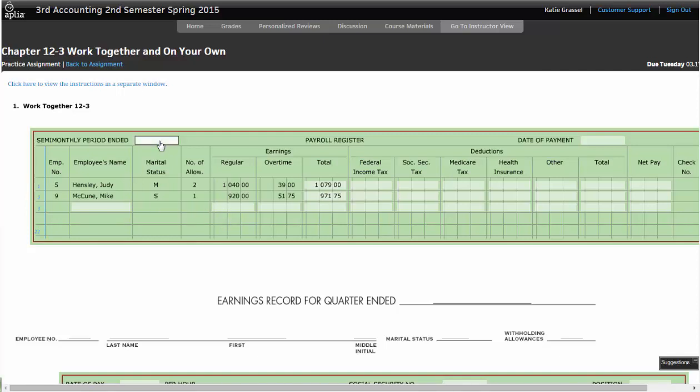I forgot to fill out the top. Semi-monthly pay period ending July 15th, and date of payment is going to be July 15th. I forgot to fill in the top portion. I oftentimes forget that on my payroll registers.